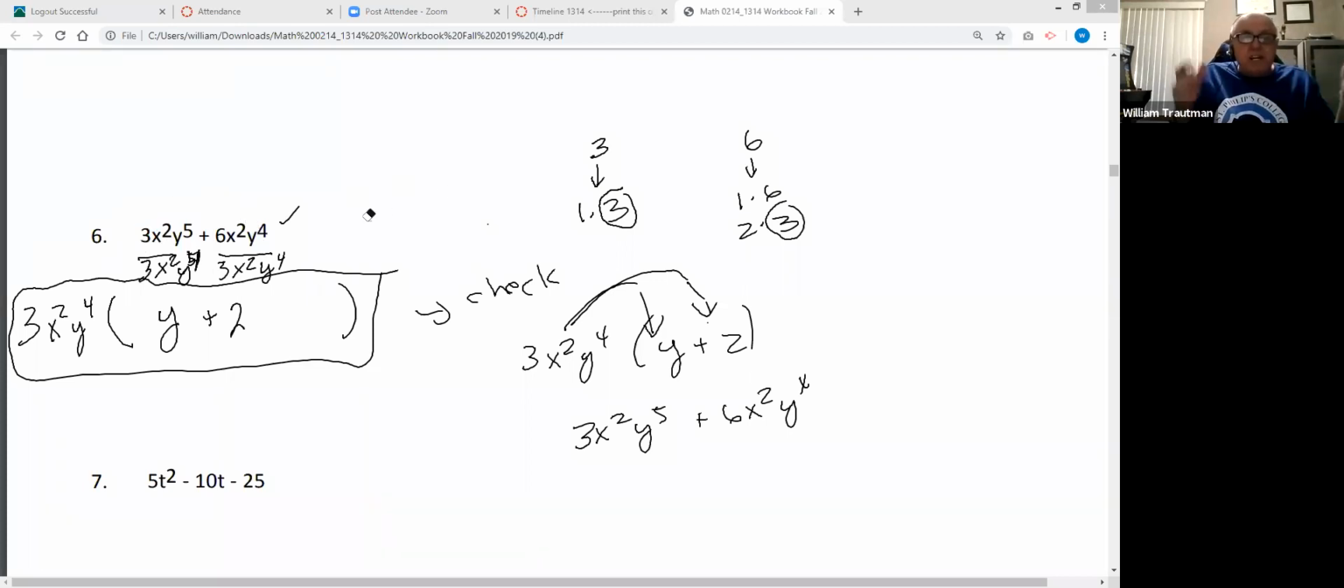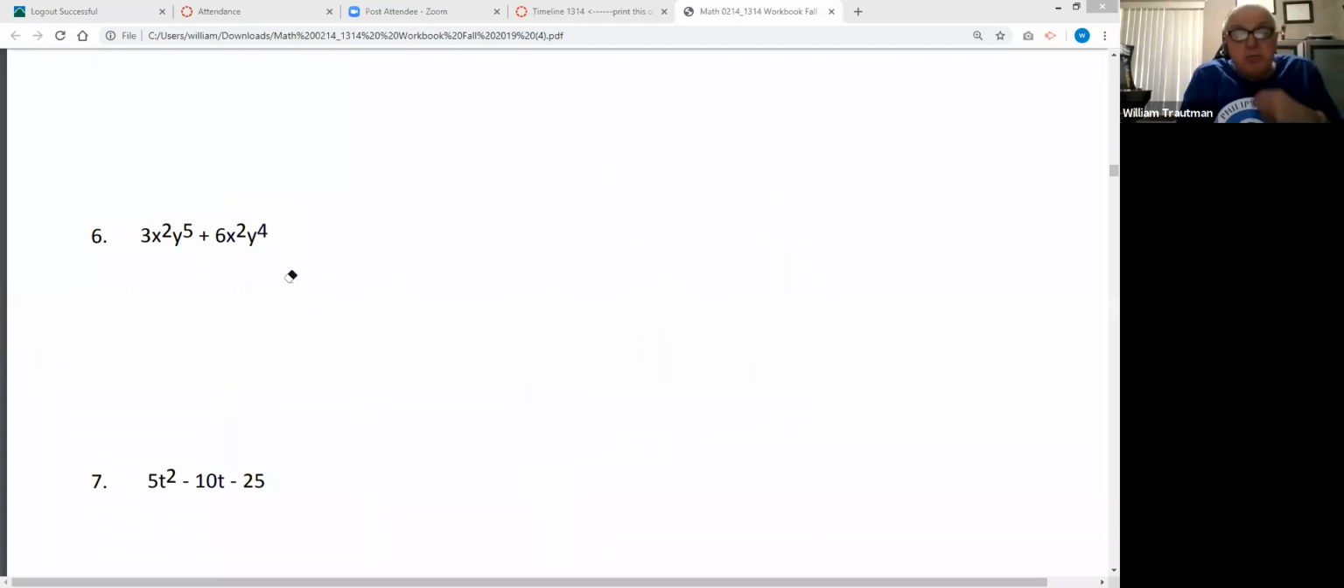So we're just dividing out. Step 1, what's the largest number that divides out? Step 2, the lowest power x divides out, then the lowest power y divides out. Now for problem number 7, I have 3 terms. I have to divide out 3 terms.